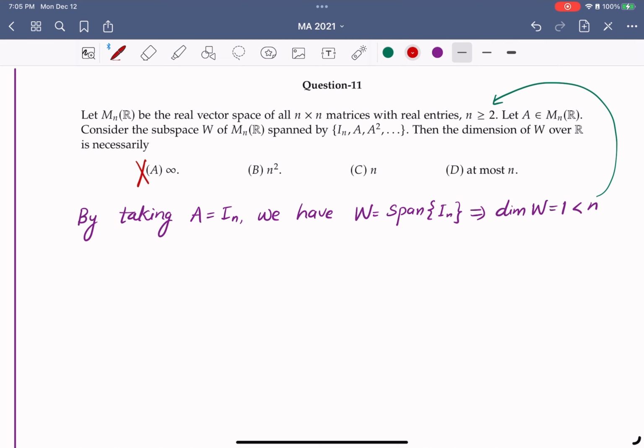This means that options B and C are wrong as well because 1 in this case is neither equal to n squared nor equal to n. So it leaves D as the correct answer. But why should D be the correct answer? If you're wondering, here is a quick proof.